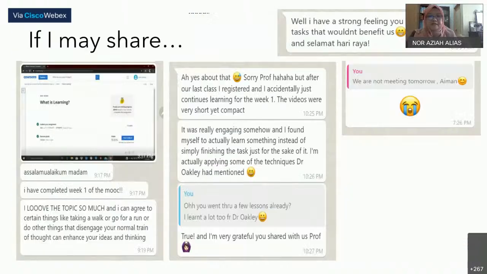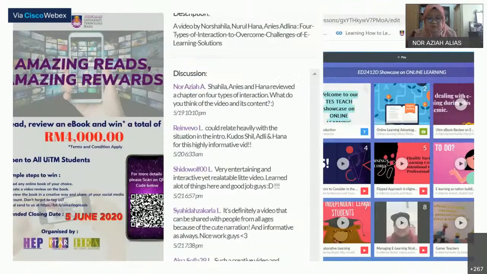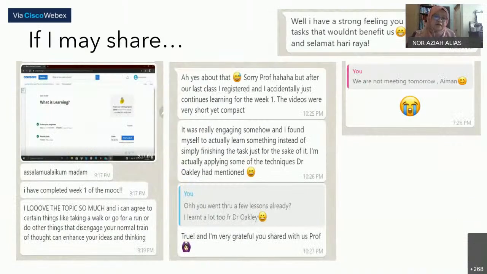So that's packaging it, and then at the end I get them to follow a MOOC, because I can teach them MOOC. A MOOC is this, providers of MOOC is this. I can do that, but instead of doing that, I ask them to register for a MOOC and experience the MOOC. So I got something like this from the students: I have completed week one of the MOOC. I love the topic so much. I can agree to certain things.